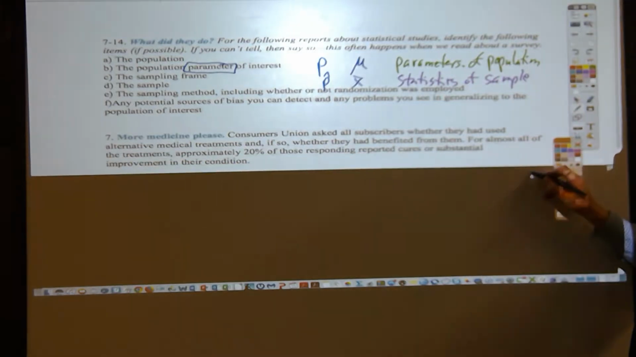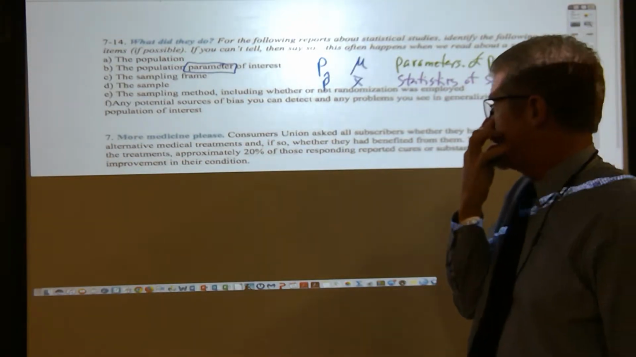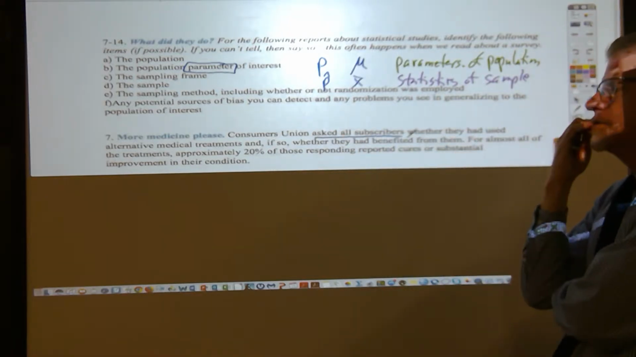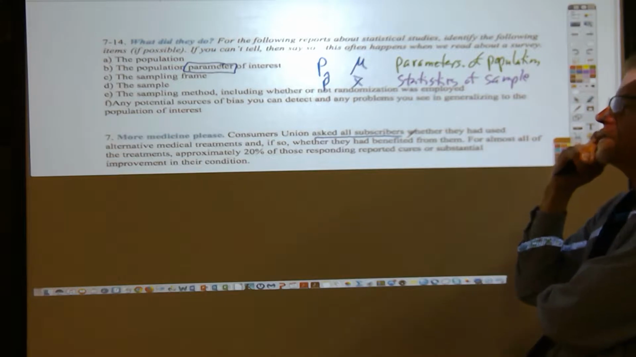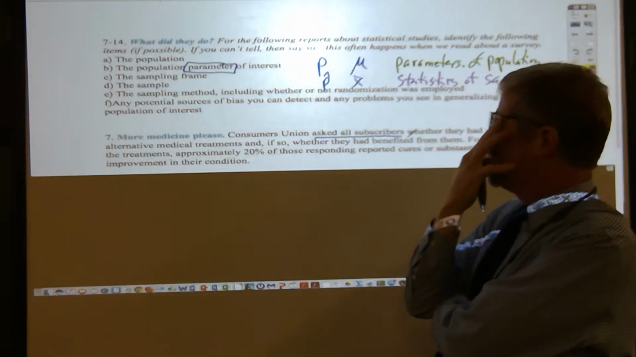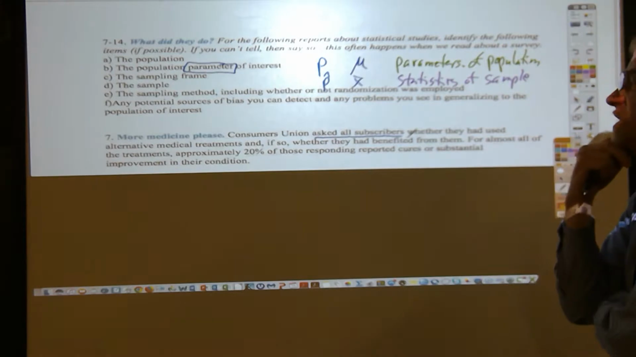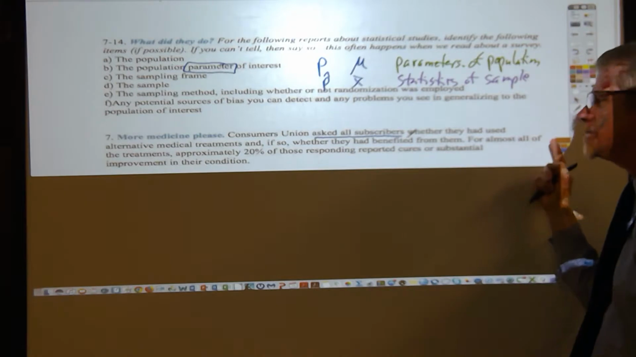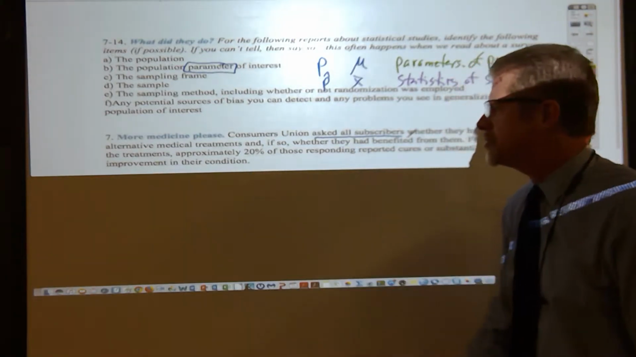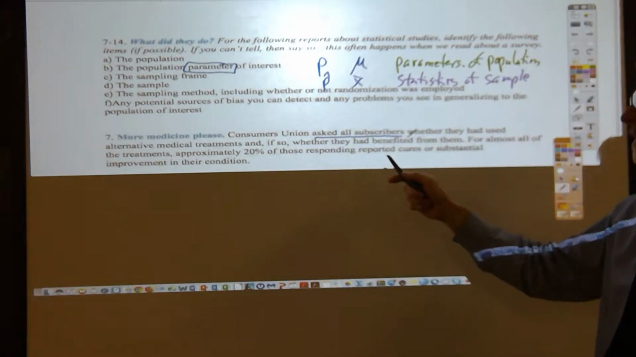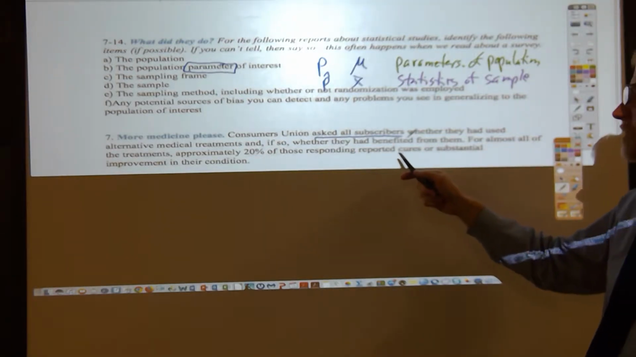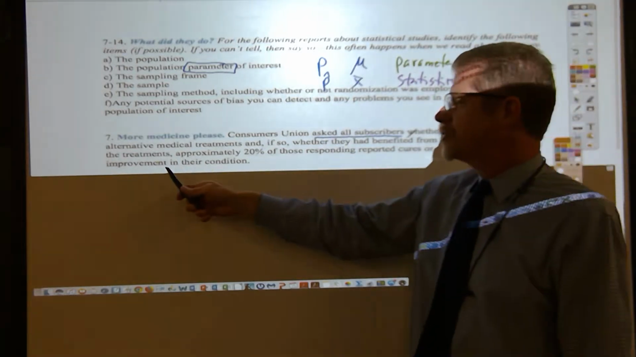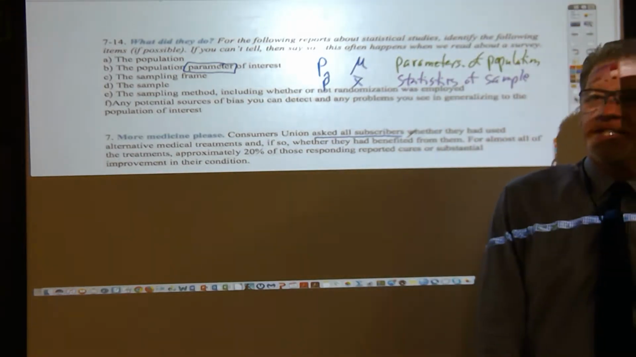So, let's take a look at number 7. The Consumers Union asked all subscribers, well, you got to read carefully, they asked their subscribers, whether they had used alternative medical treatments, like acupuncture, stuff like that. And if so, did you benefit from poking yourself with needles? For almost all of the treatments, approximately 20% of those responding reported cures or substantial improvement in their condition.